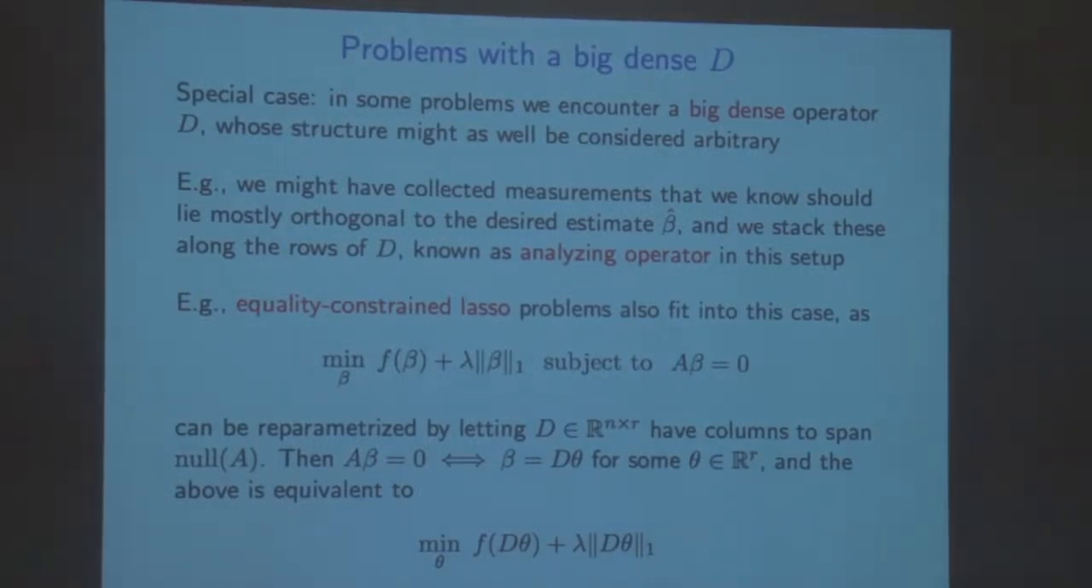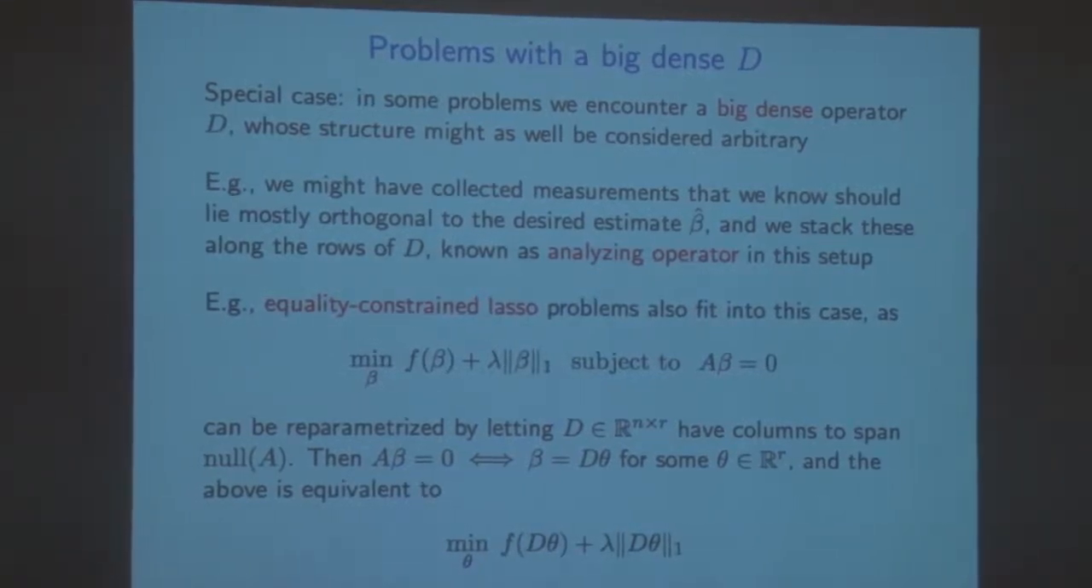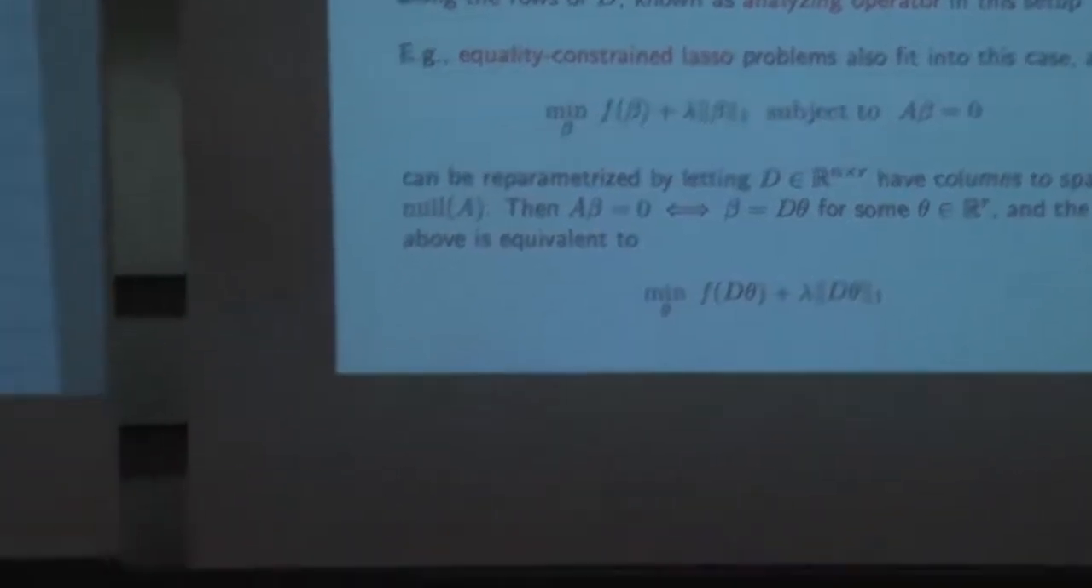So people study this in signal processing as well. In that case, since the rows of D are measurements, they don't have structure. They don't have some kind of sparse structure. They just come out from whatever my measuring machine is. And if I take enough measurements, because I want to correctly specify the orthogonal complement to whatever my estimate space is, then I would have a lot of rows, and each row would be dense. So I get a big dense matrix D.